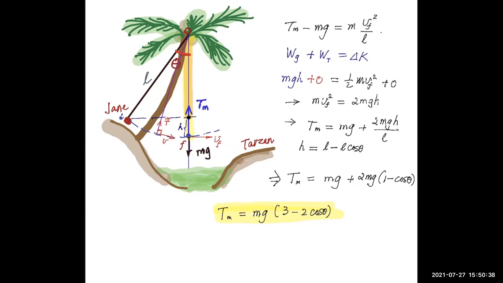If she swings from a greater angle, she's going to reach the final point at the bottom of the swing with greater final speed, and therefore that would require greater centripetal force, so the tension would increase as the angle theta increases. We can look at some special cases to see if it makes sense, okay?